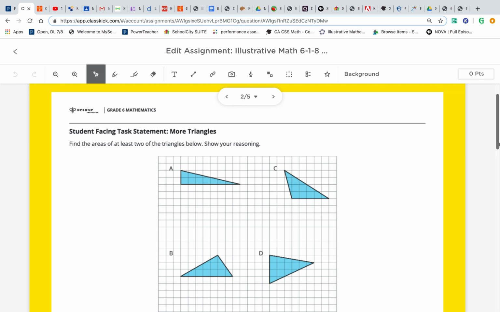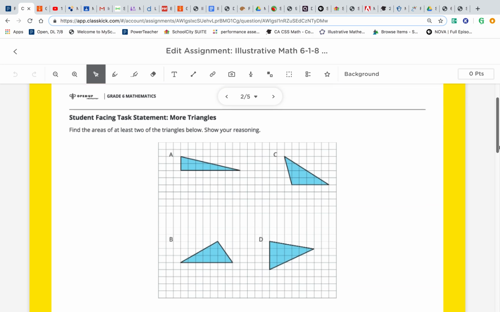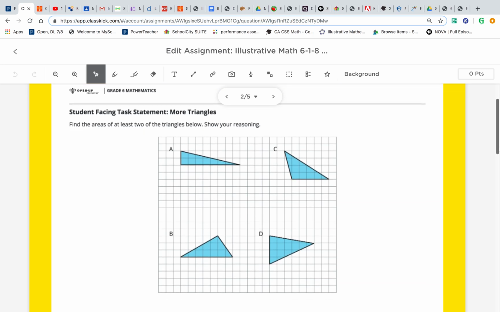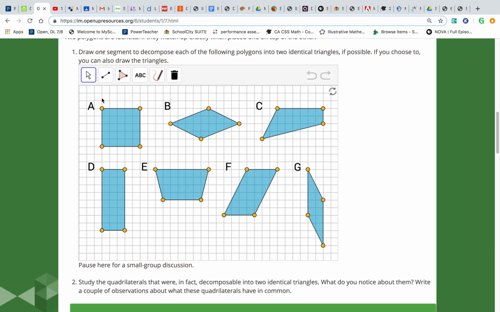Welcome to a new lesson on finding the area of triangles. Now, you may be thinking you're not sure how to find the area of triangles, but I want to remind you of what we did in the previous lesson. And so we're going to go back and see if you remember these.